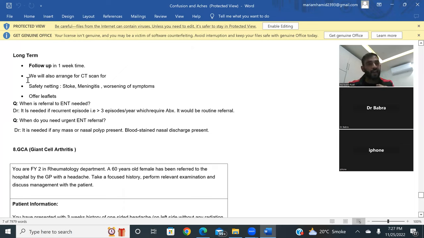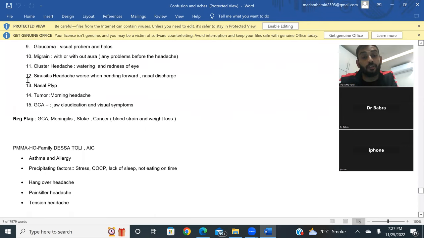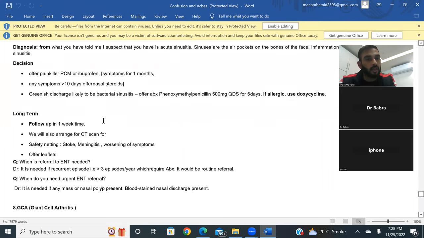Okay. One thing, red flag here. Okay, I forgot. What is the red flag over here? GCA, meningitis and stroke. One is the cancer. Additional red flags: you will be asking about blood stain and weight loss, because cancer of the sinus presents at the same level. Is there blood coming out in your nasal discharge, and weight loss? These are again red flags. You need to ask these two questions in the red flags, okay? In the sinusitis scenario.